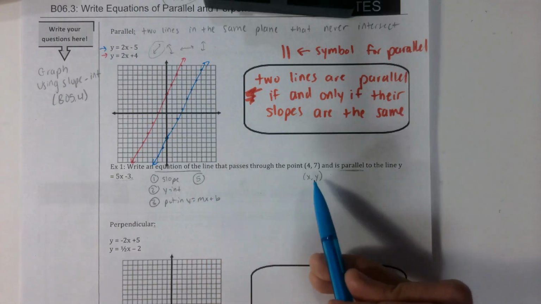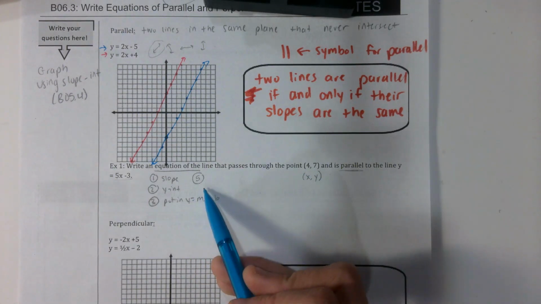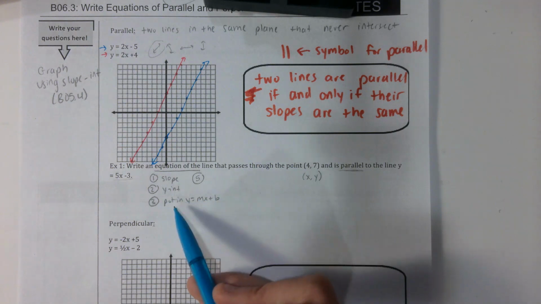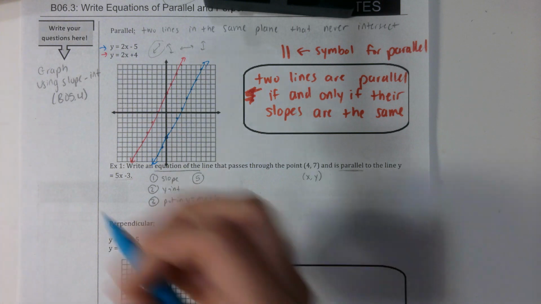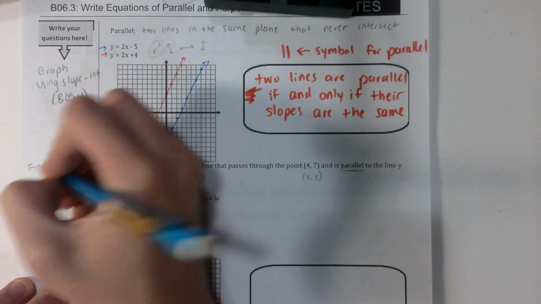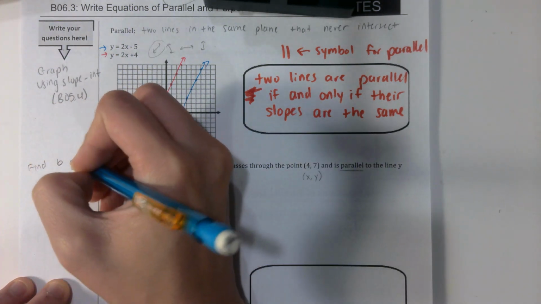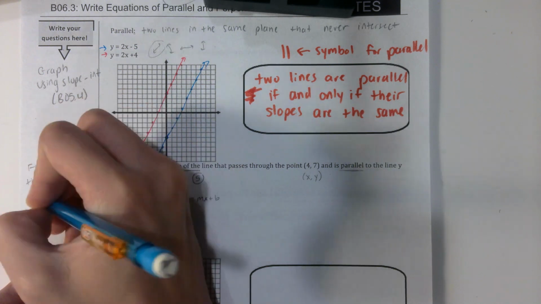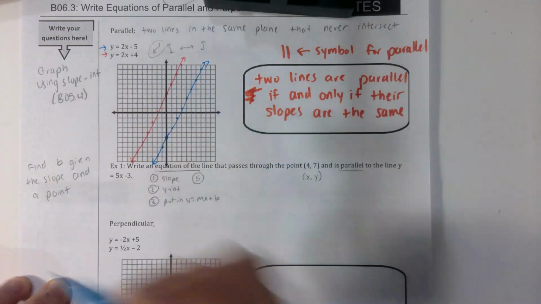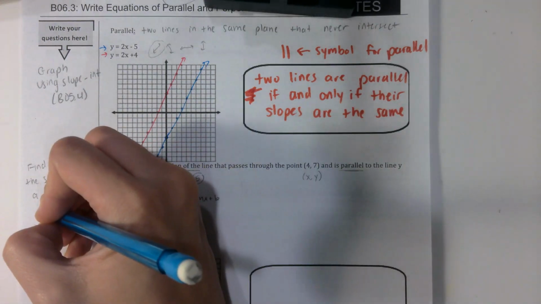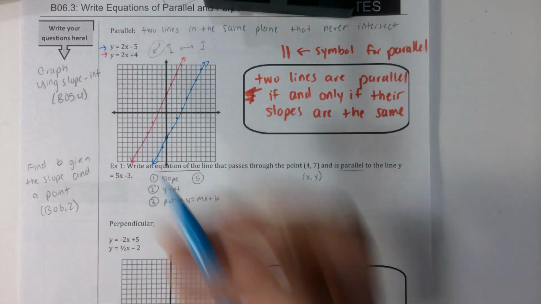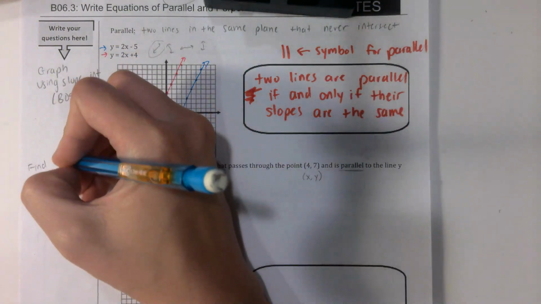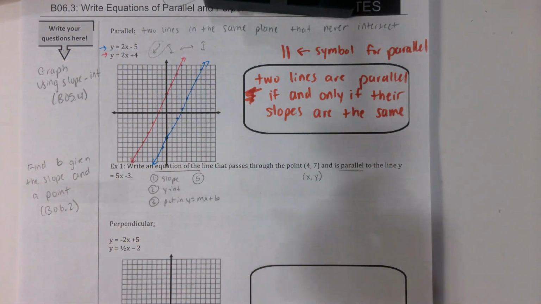We need to find our y-intercept. So we know we have a point, (4, 7), and we have the slope. In order to find b, we need to plug it in and then solve for b. This is called find b given the slope and a point. We've actually done this before, in the lesson right before this, B06.2. If you're having trouble with this second step, finding the y-intercept, take a look back at this video and maybe it'll help you.